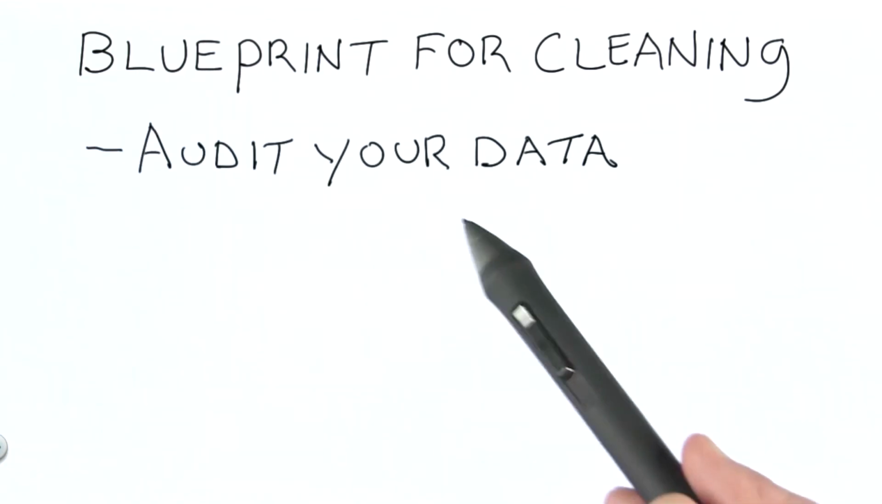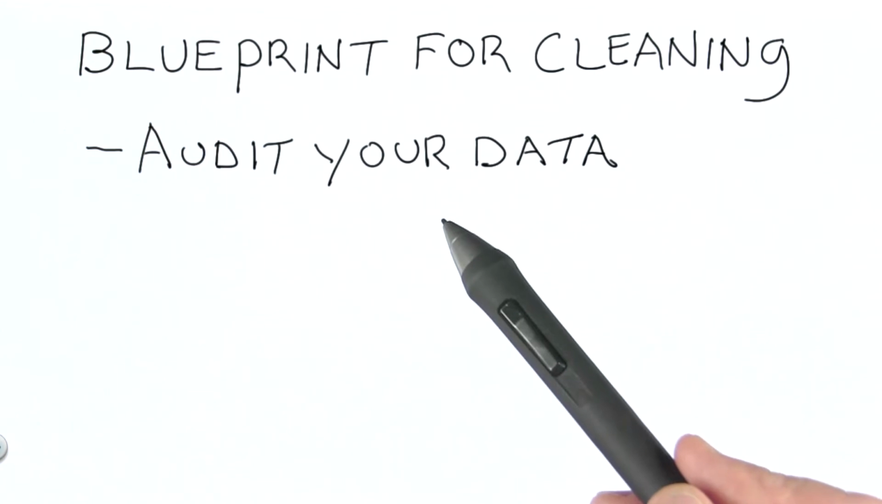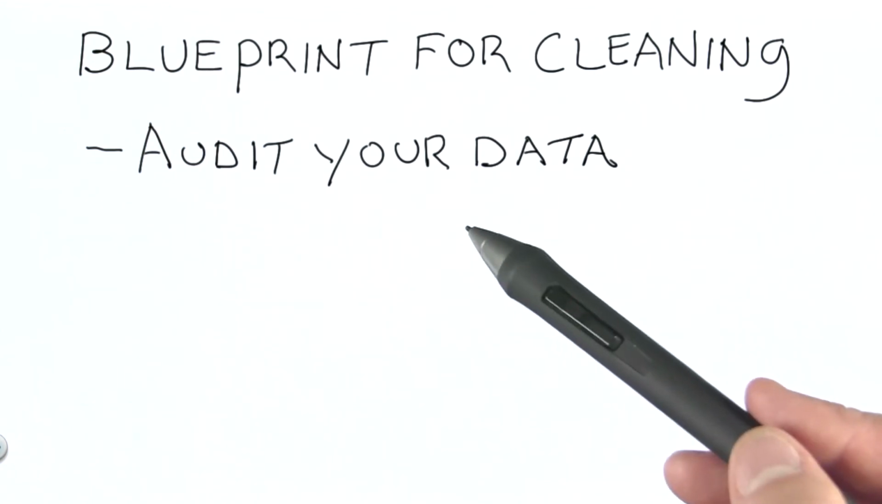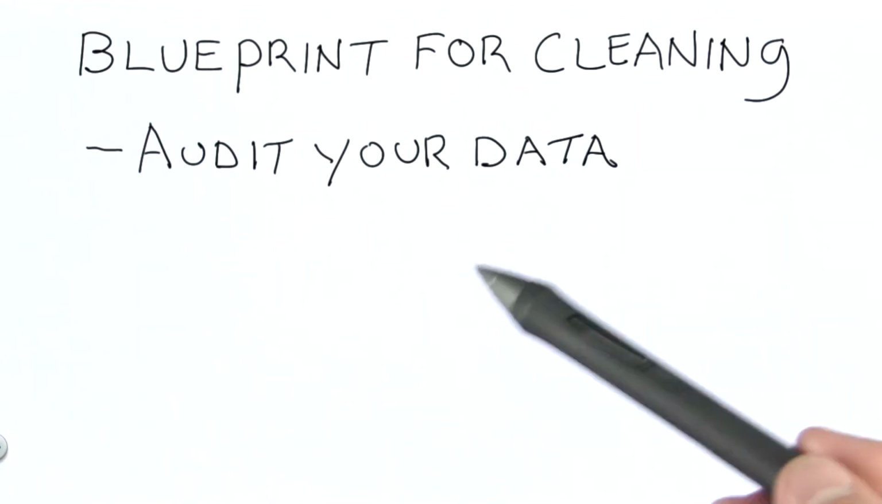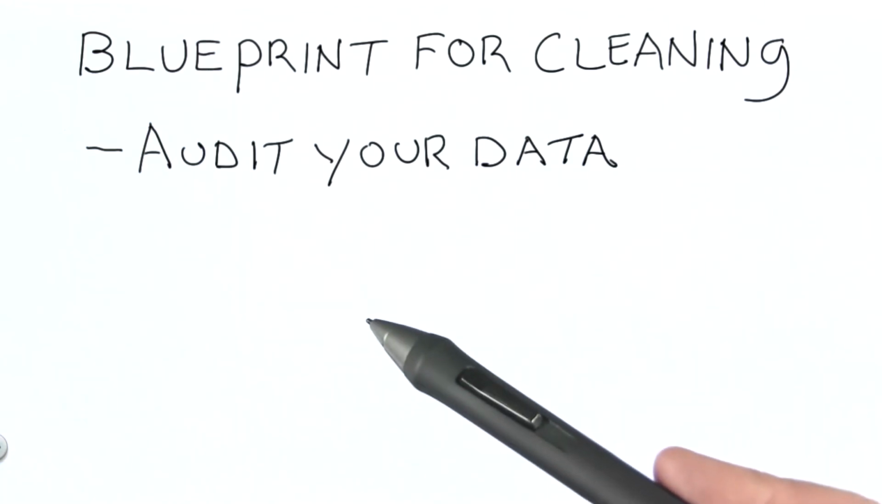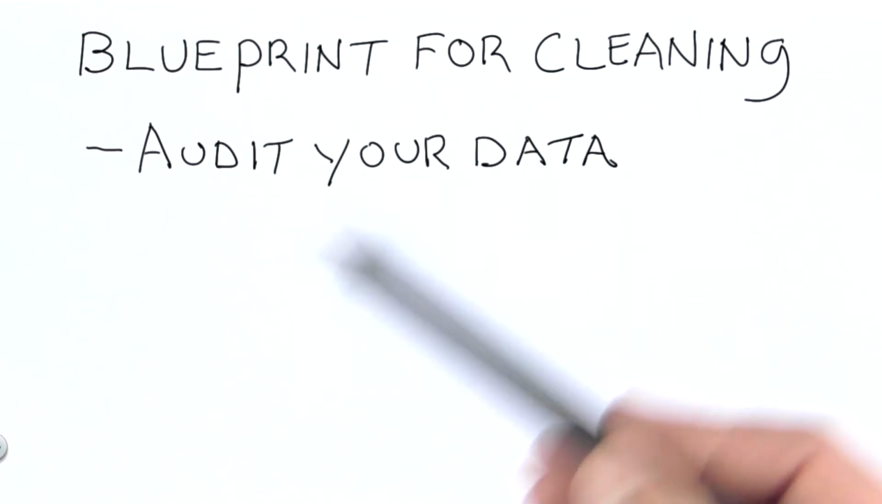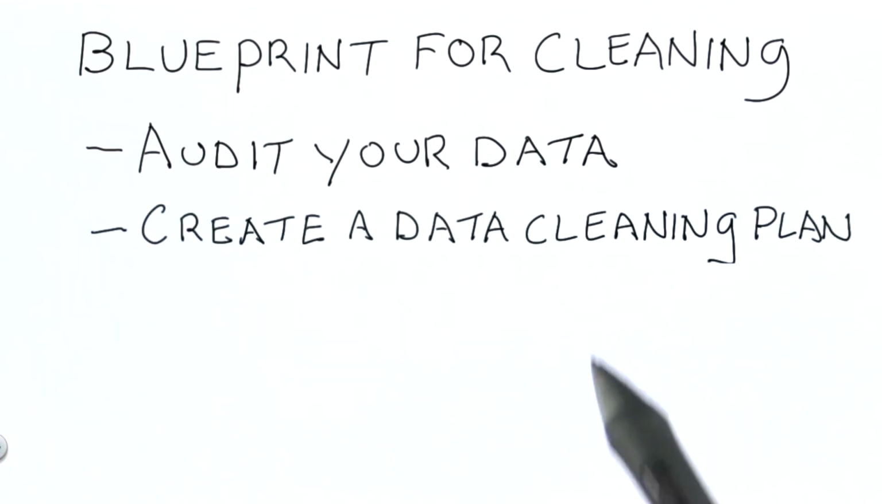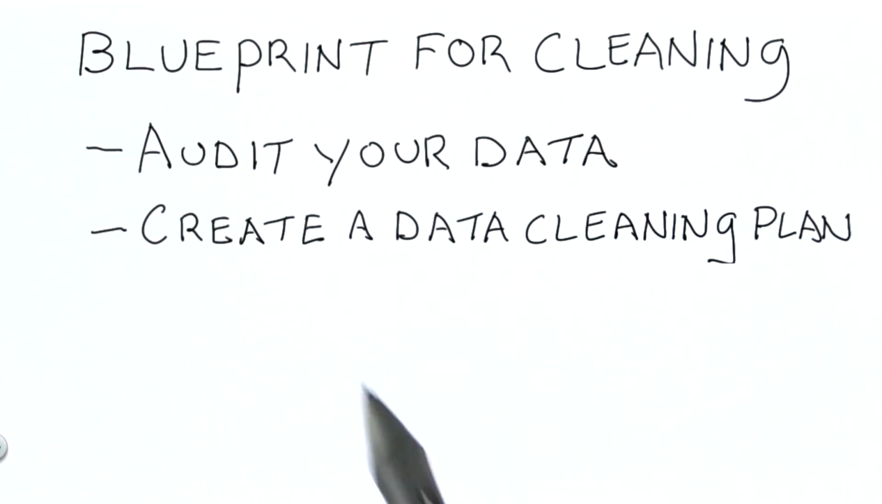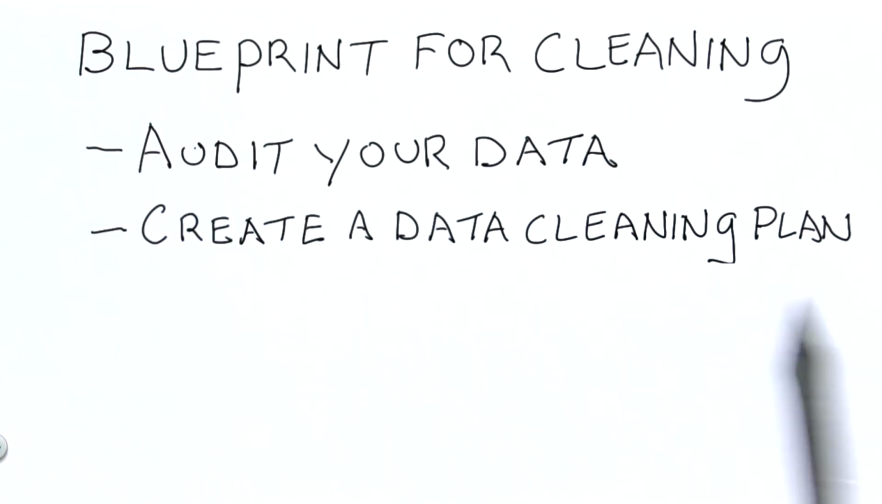So the first step is to audit your data. Now, in this step, what you'll be doing is programmatically checking the data using some validation rules you've written, and you'll create a report on the quality of the data. Now, you might also want to run a statistical analysis in order to, for example, check for outliers. Having run your audit, then you use that information to create a data cleaning plan.